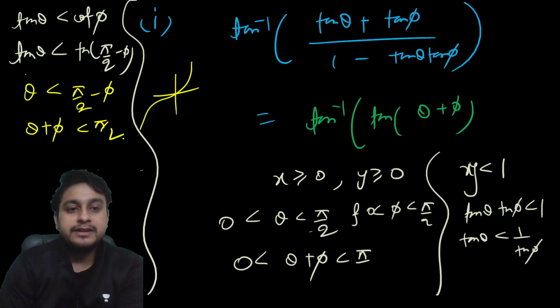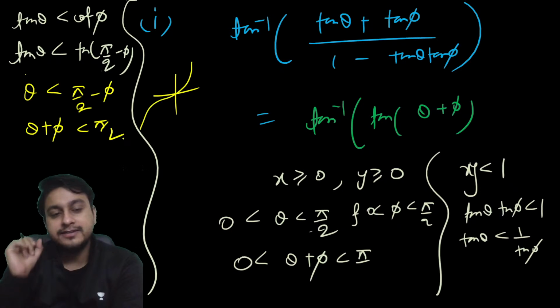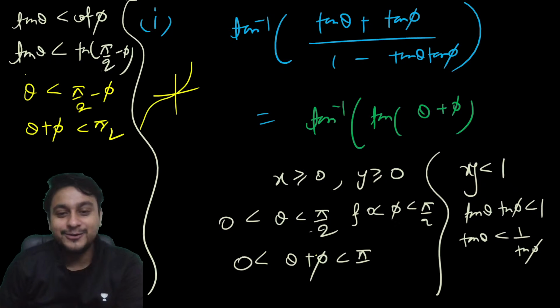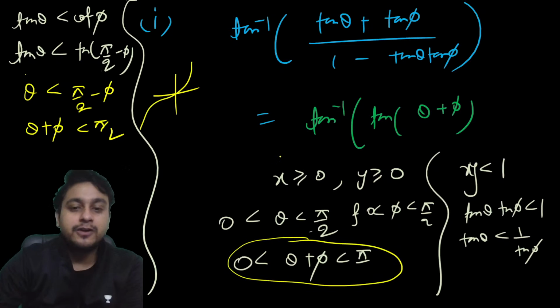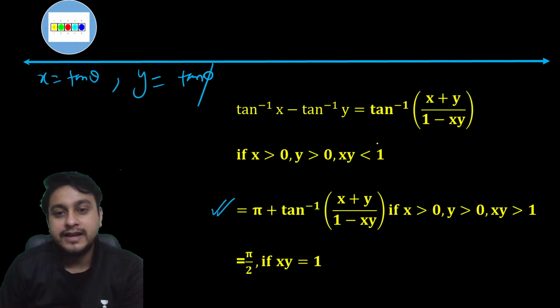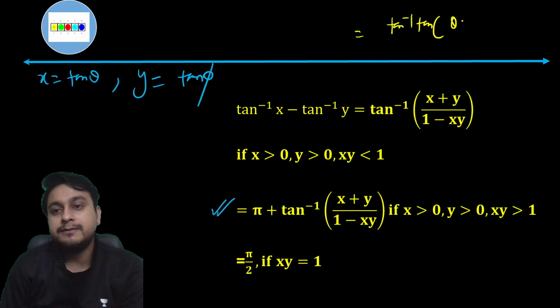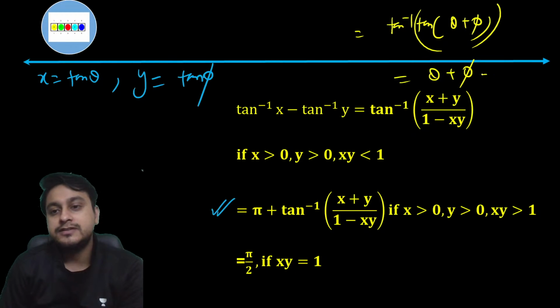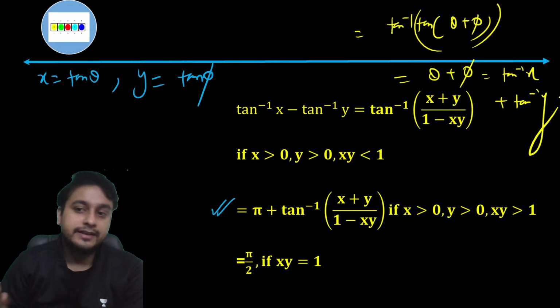So we have cracked the code. Theta plus phi is between 0 and pi by 2, less than pi by 2 and greater than 0. From there, the first condition is pretty easy to prove. That's the reason you'll get tan inverse of tan of (theta plus phi), and you can very well cancel that, as theta plus phi is nothing but going to give you tan inverse x plus tan inverse y. Why can we do it?